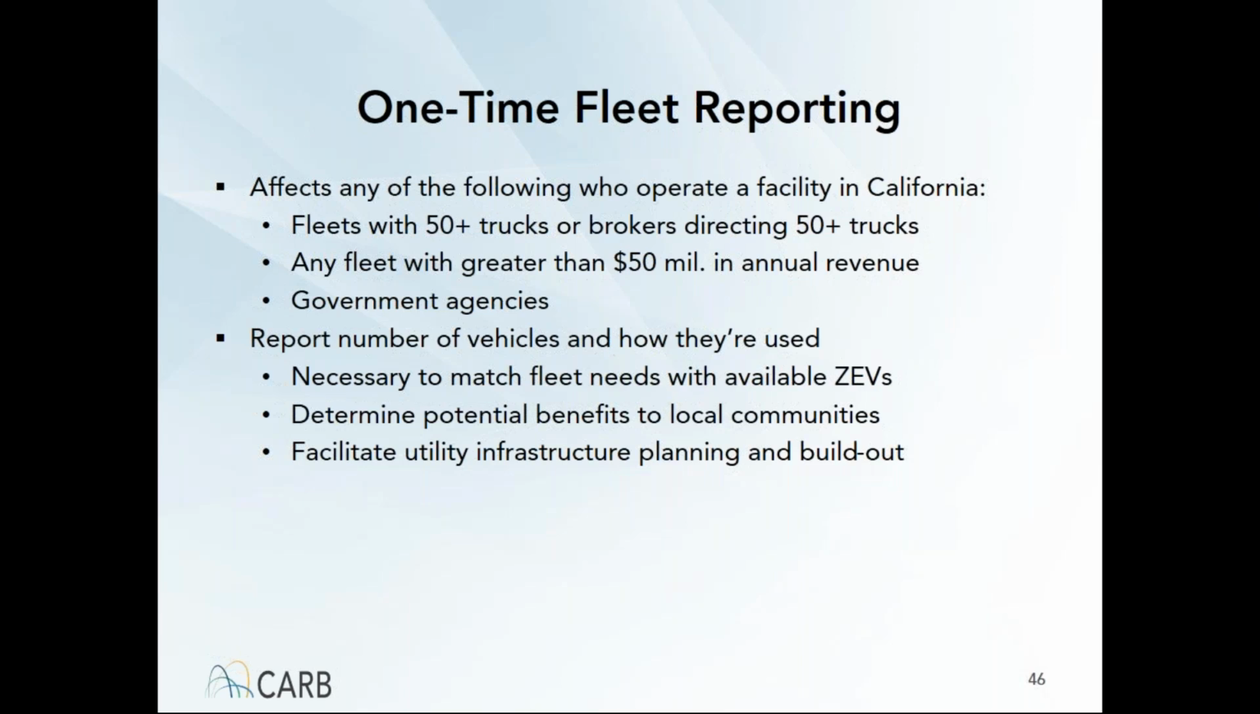Why we need this information is for the other two rules that I talked about, the NOx omnibus regulation and the ZEV regulation. A lot of decisions have to be made before those can be passed, and the decisions need data. So this rule has been put in place to get that data. We're using it to match the fleet needs with the available zero emission vehicles, to determine the benefits to the local communities, and to facilitate infrastructure, because that's actually one of the biggest issues we have, the infrastructure that's going to be necessary to power these vehicles. You've got to have plug-in stations in order for ZEVs to work properly.